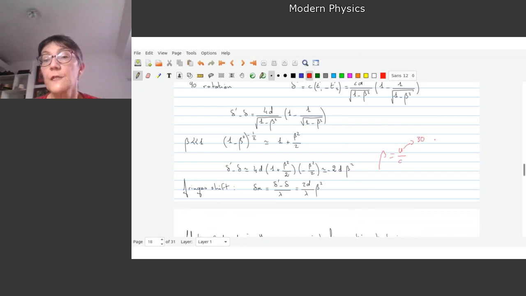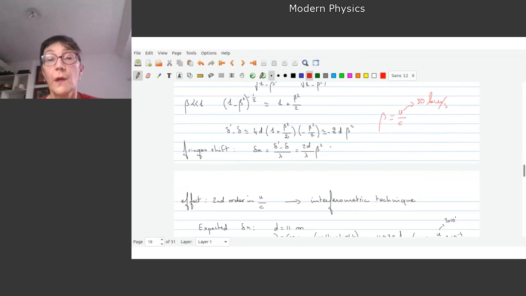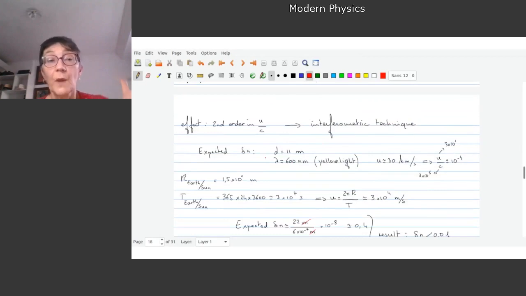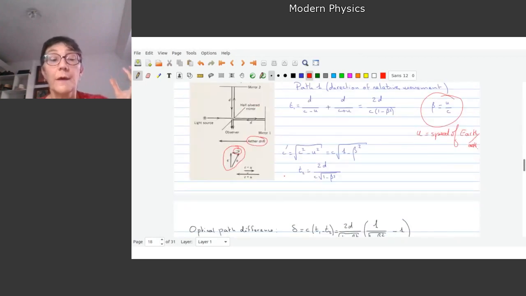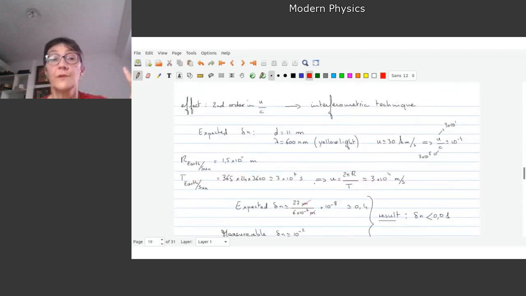I said this was 30 kilometers per second. You know it, one year to go around, and so on. You know the velocity of the Earth. This is an approximation, of course, and so you find it. The point is this: if this ether exists, there will be a difference between these two times, and you can measure it with interferometry.